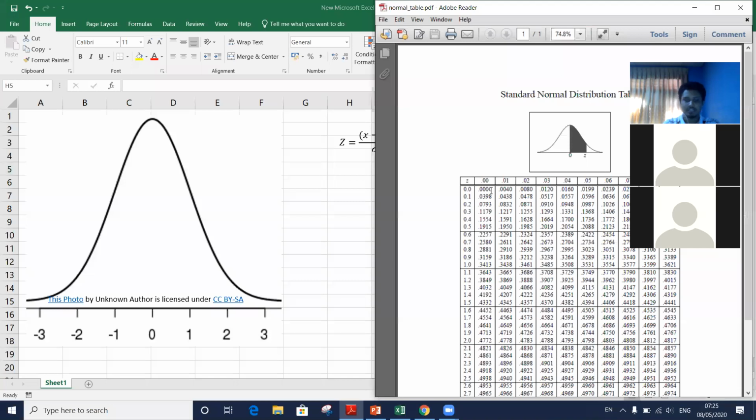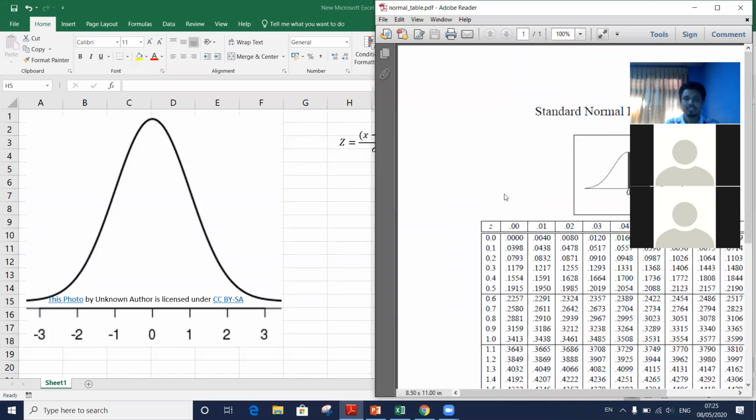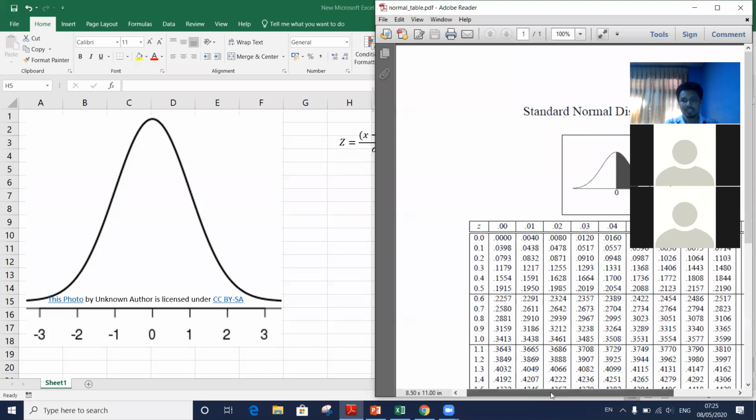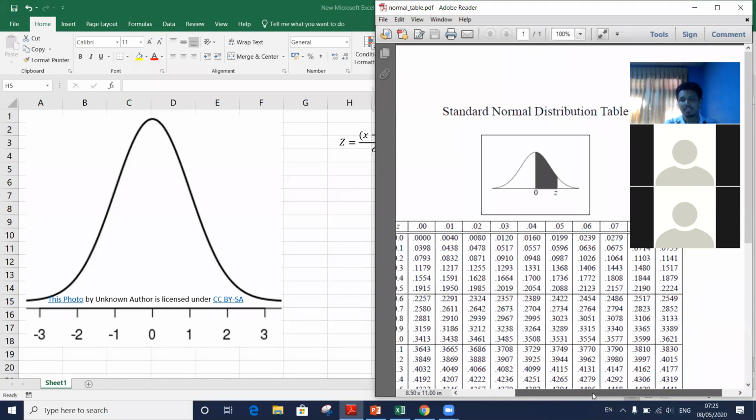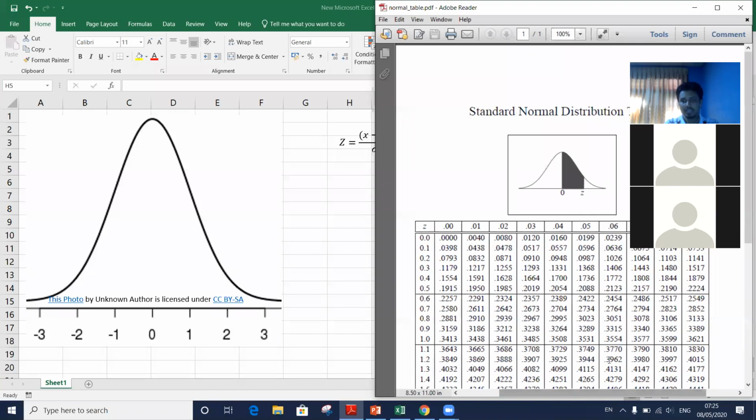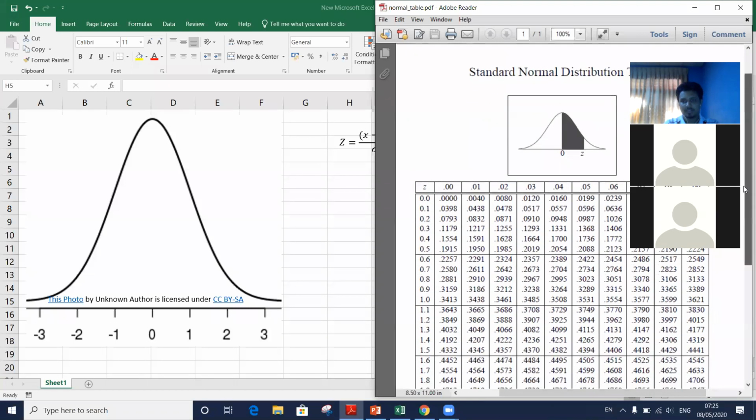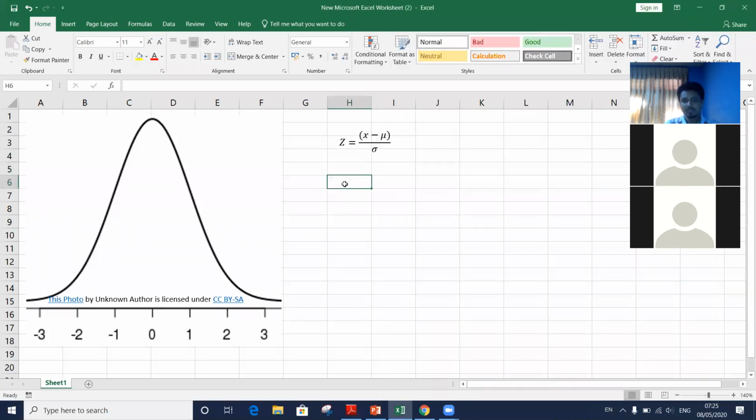To look up Z values, we have to make use of this table, the normal distribution, standard normal distribution table. We call it the Z table, right? You will be provided with a statistical table. This Z table is on the 14th page, page number 14.